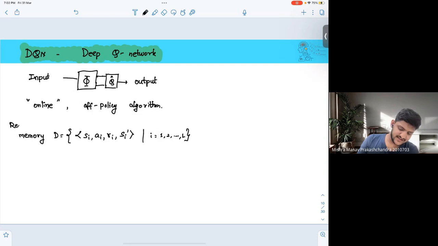So this is known as a replay memory. So you store all the trajectories that you had in the memory, and you replay it to get the updates. This is known as a transition replay. So what you're replaying is the entire trajectories here.